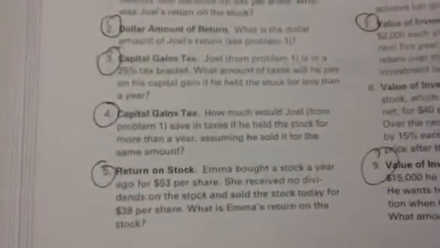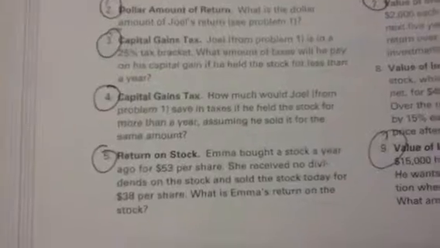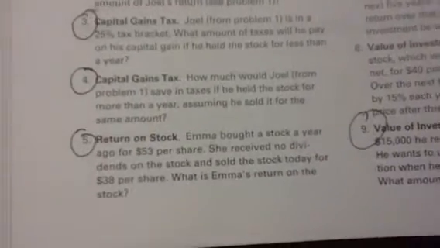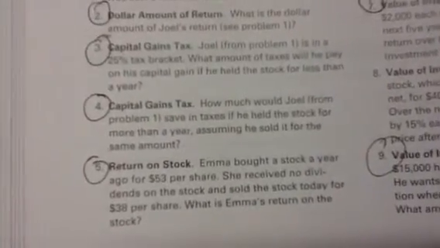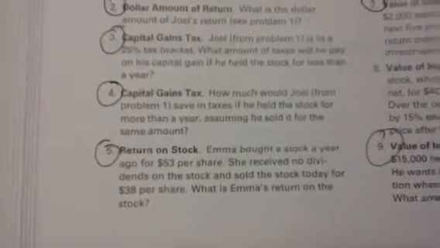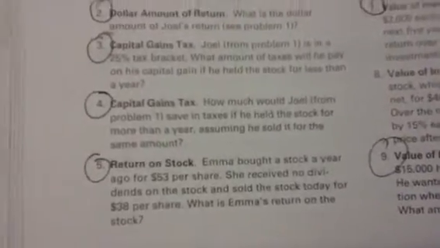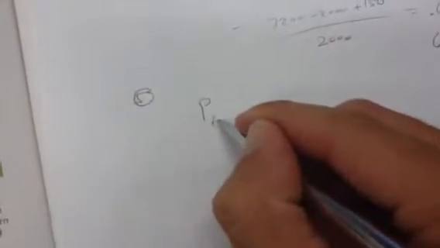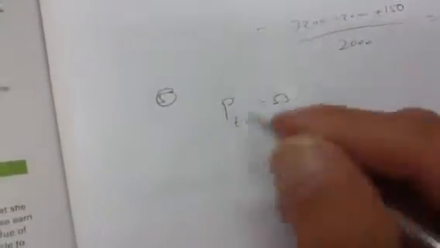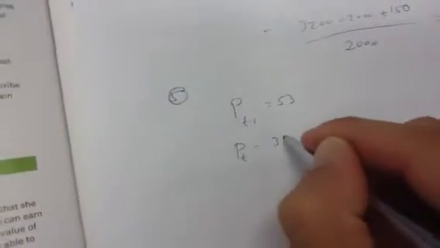Number 5 says Emma bought a stock a year ago for $53 a share, received no dividends, and sold the stock for $38 a share. That sounds bad to me. What was her return? So she bought for 53, she sold for 38. Nah, that doesn't sound too hot. It happens all the time though. So she bought at 53, she sold at 38. She's obviously going to take a loss, so that's 38 minus 53 over 53, obviously a loss.